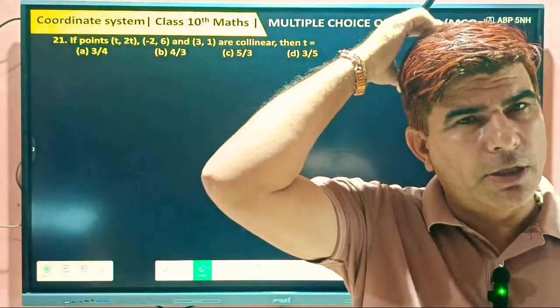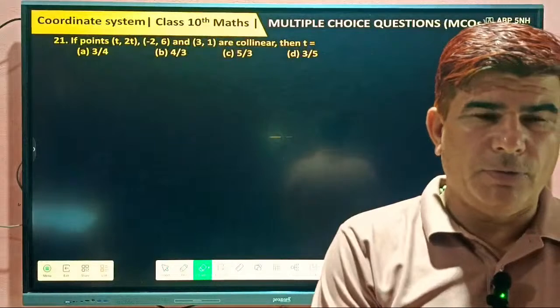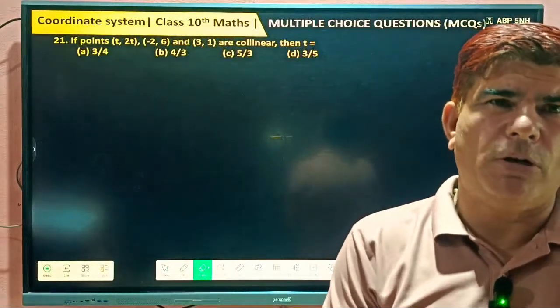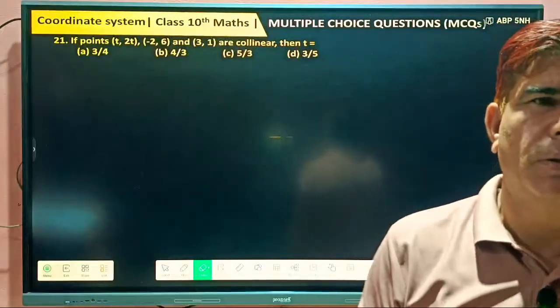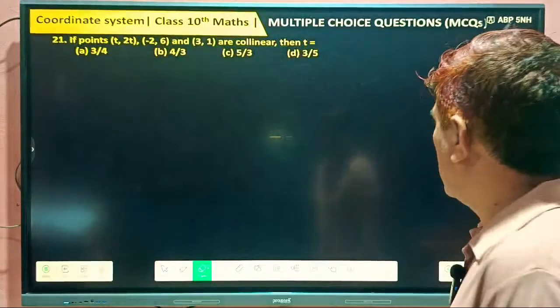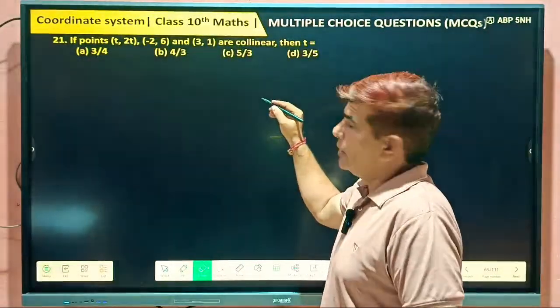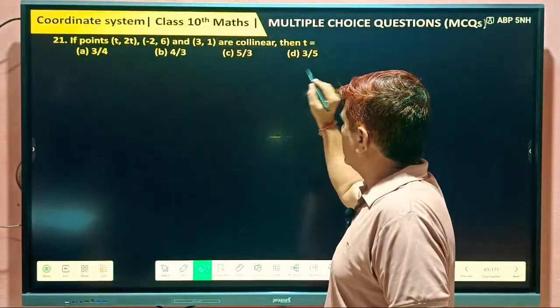Multiple choice questions related to this chapter, coordinate geometry. Yesterday we did nearly 20 multiple choice questions, MCQs. So today again we will start. Already I told you, how many formulae? Two formulae.